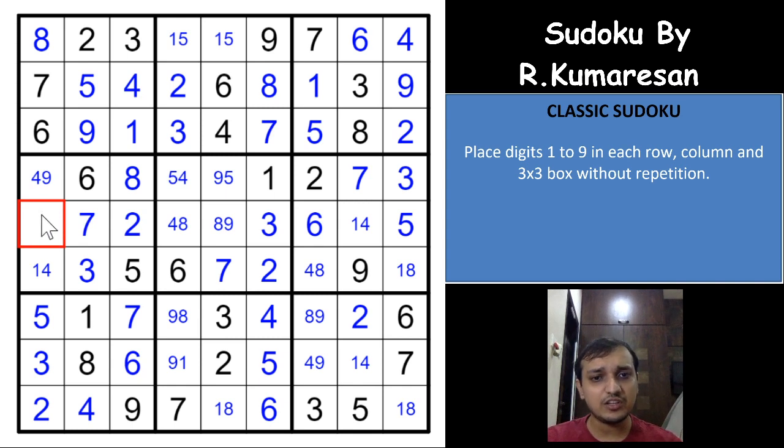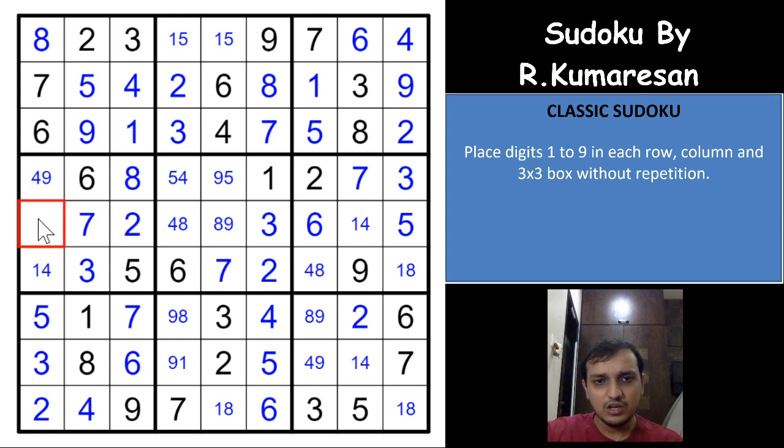So how to identify that 4 has to be in this cell? You just have to count the number of digits that are already used in this box, except this cell. You remove this cell and see that 4 is already used twice in this box, 9 is used once, and 1 is used once. So the moment you get that 4 is used twice, this cell will have to be a 4, right? So this way you have the bug technique.